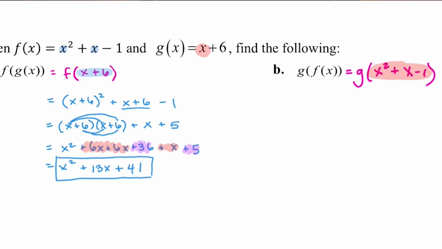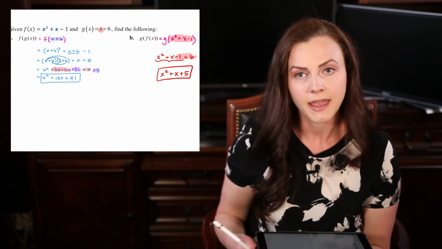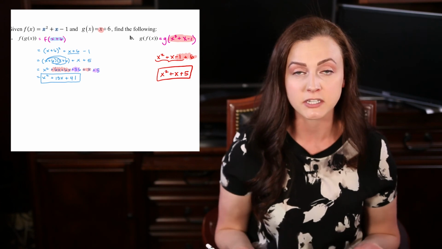So instead of having x, it's x squared plus x minus 1, and then we still have the 6 on the end. So our x got replaced by this, we still have the plus 6, and then we can just simplify it by combining these two. That's x squared plus x plus 5. And that is how you find a composition of functions.